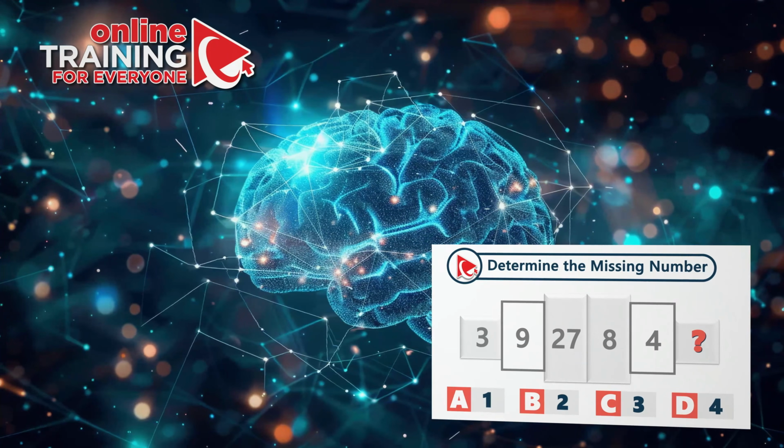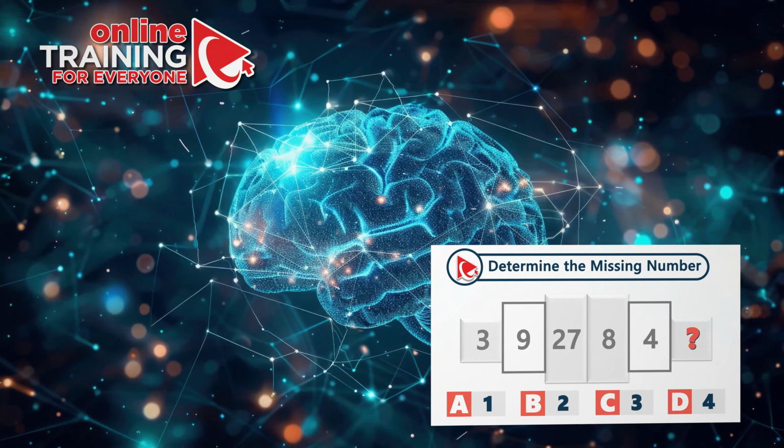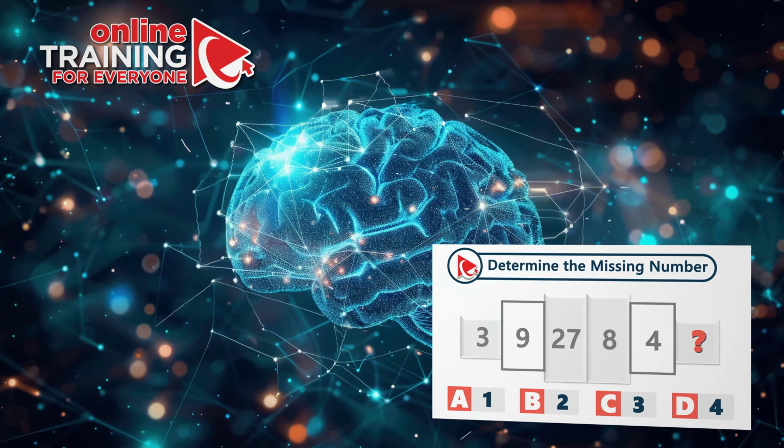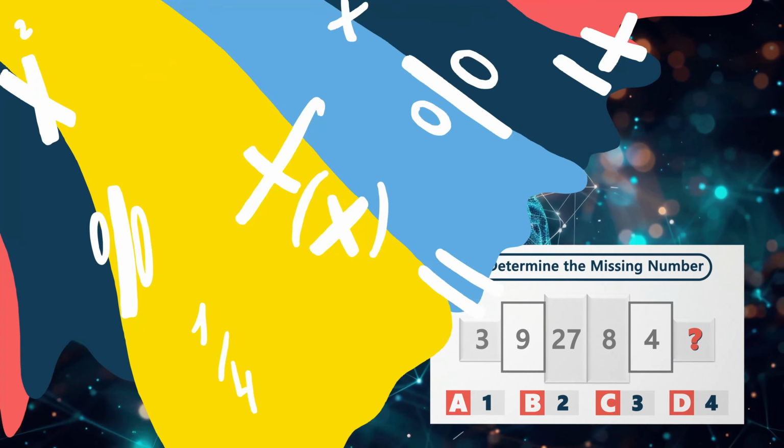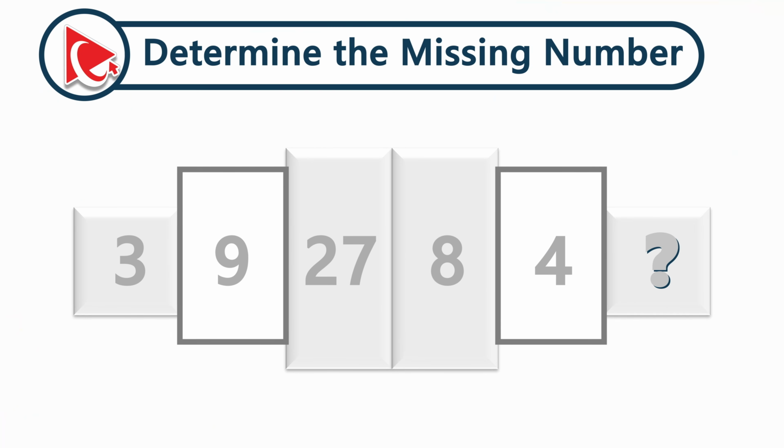Solving this problem might be tricky now, but it's exactly how your brain learns to think faster and sharper, so make sure to keep going. You're presented with the series of shapes and numbers.